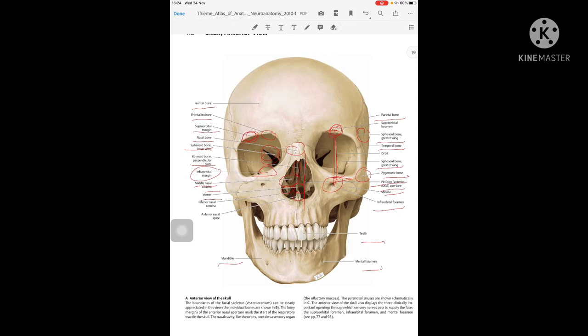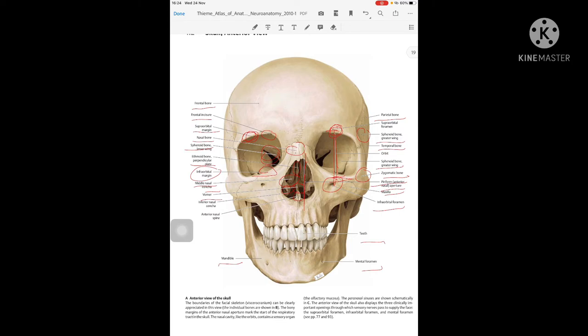So in the anterior view of the skull, the boundaries of the facial skeleton, the viscerocranium, can be clearly appreciated in this view. The individual bones are shown in B. The bony margins of the anterior nasal aperture mark the start of the respiratory tract in the skull. The nasal cavity, like the orbit, contains sensory organs. The nasal mucosa and paranasal sinuses are shown schematically in C.